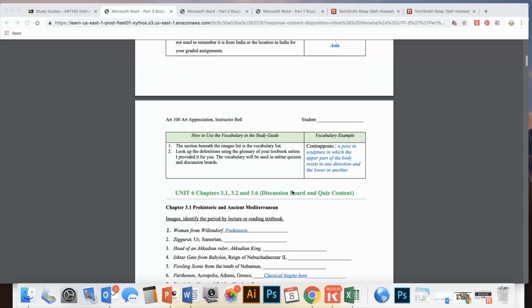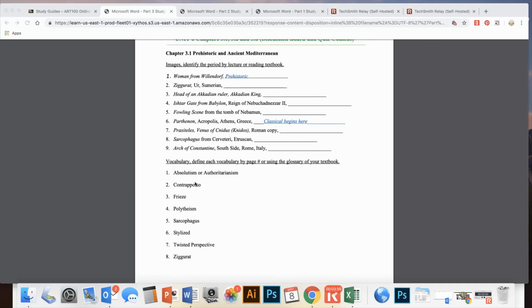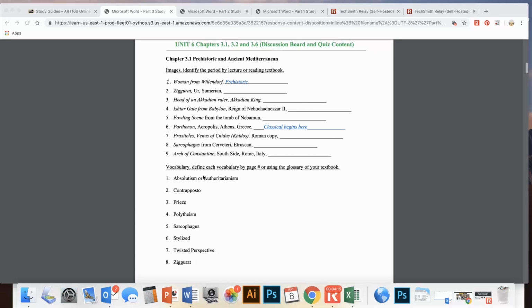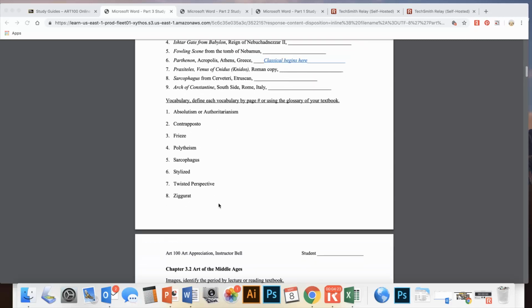But once you complete identifying prehistoric and classical in this chapter, you'll notice that the chapter also has vocabulary for you to look up in your glossary. This vocabulary will appear on your online quizzes and also in any type of writing assignment that I give you, which at this point would mostly be discussion board related. So you're going to study the image in the art period, and then you're going to look up the vocabulary words' definitions.